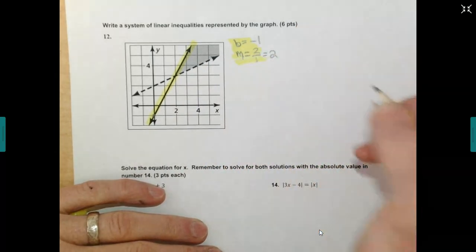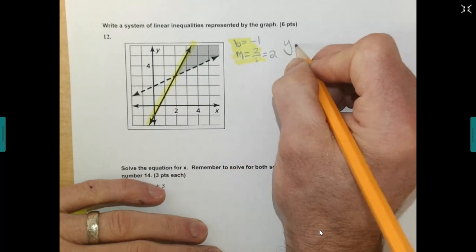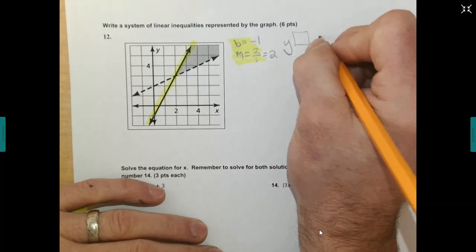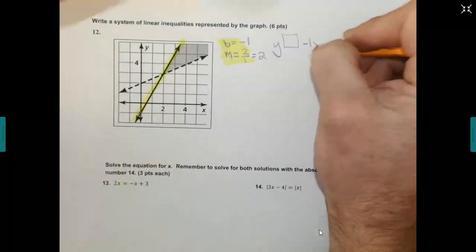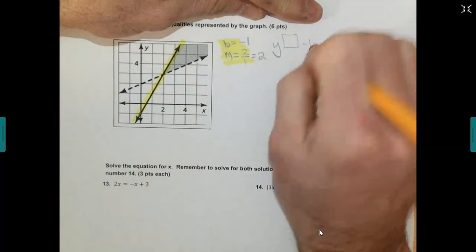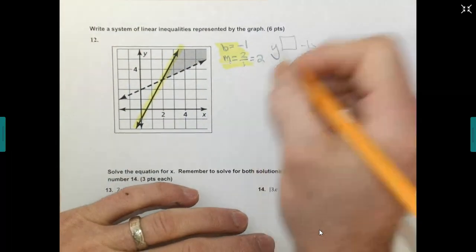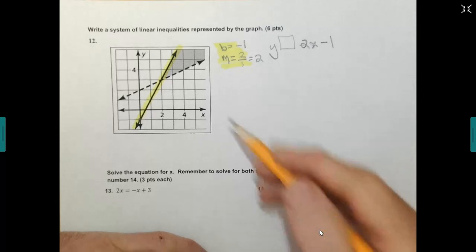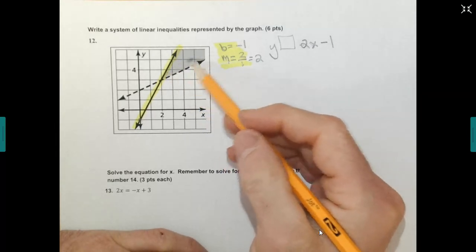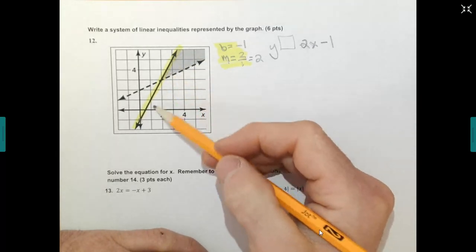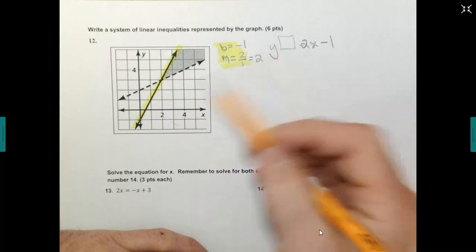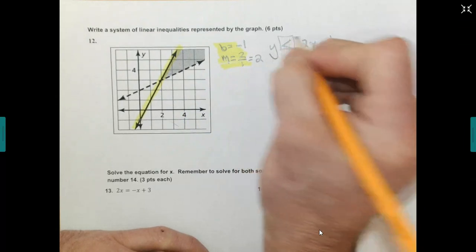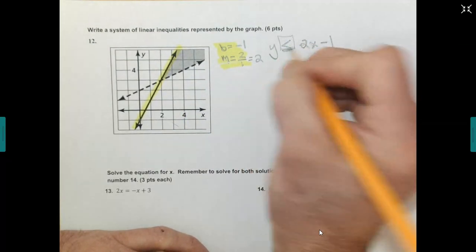So our slope is 2. So we have y greater than or equal to 2x minus 1. -1 is our y-intercept. So our slope is 2. Now, the part that they share is this part right here. So it has to be on this side of this line. So I'm going to say it's less than. I'm going to guess it's less than or equal to, because it's a solid line.